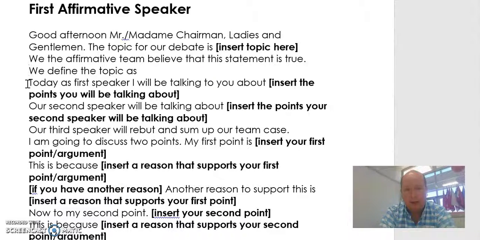As we can see here, in each of these cases you could use this line. You don't need to change these. I would advise using them pretty much as is at the moment, but you can use these lines directly. So you say, today as a first speaker, I'll be talking to you about such and such. Our second speaker will be talking to you about such and such, and our third speaker will rebut and sum up our team case.